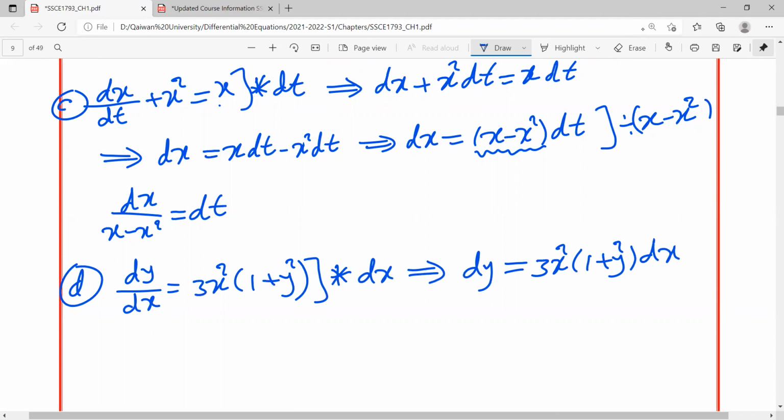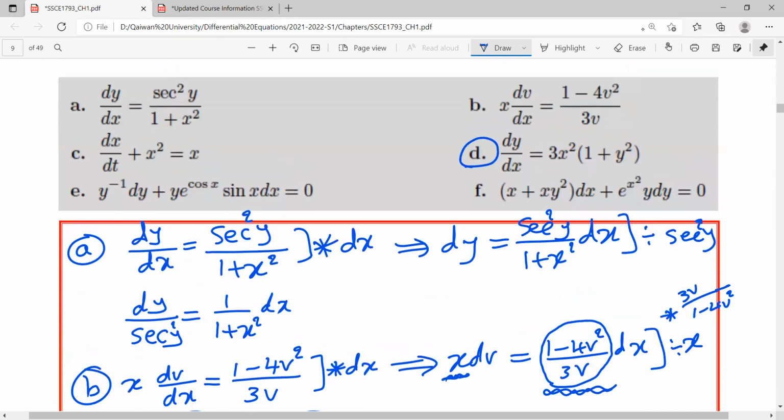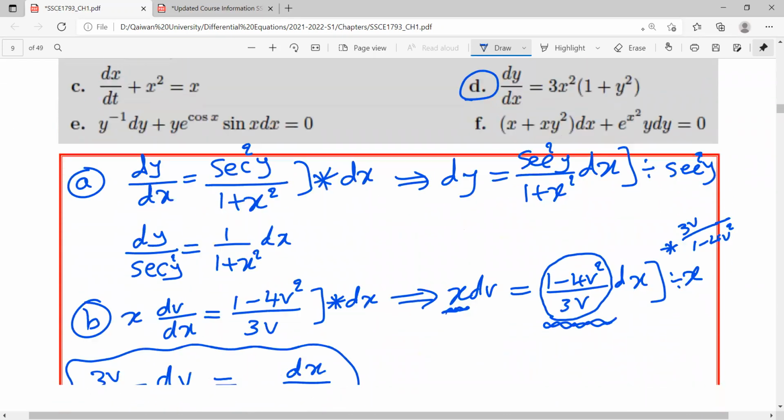We must remove it there. How? We divide both sides by 1 plus y squared. We divide both sides by that bracket, and we get dy over 1 plus y squared equals 3x squared dx. That's all. Okay? Is that easy? Just like this one. Yes. Just simplifying them.